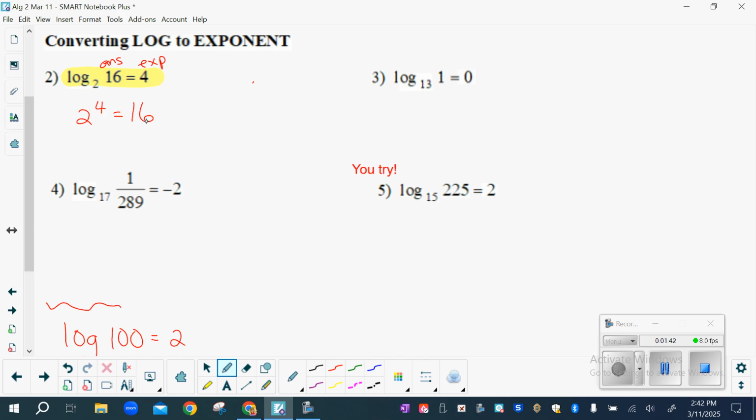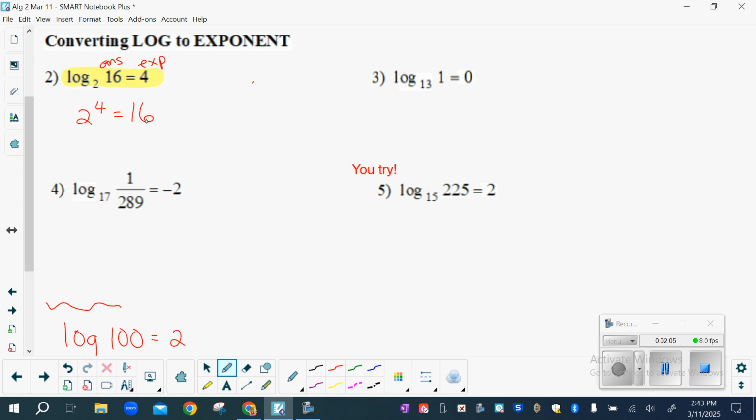Is 2 to the 4th equal to 16? Yeah, 2 to the 4th is 16. So really all you're doing is knowing that this is the base, and then you're switching these two here. You're putting the 4 as the exponent, and then the 16 is your answer. You're just rewriting it. That's all this problem is doing.